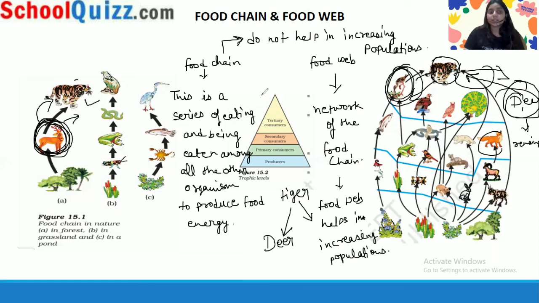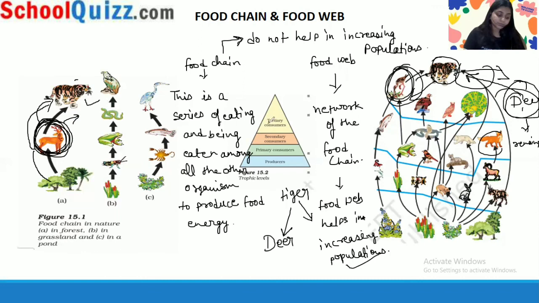But in the food chain, there is a sequence of the particular organism, and the particular organism is eaten only by that specific organism. So that's why it is written here, like the food chain is not helping in increasing populations, but the food web helps in increasing populations. So I hope this is clear.